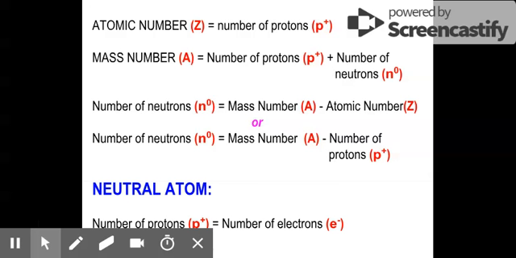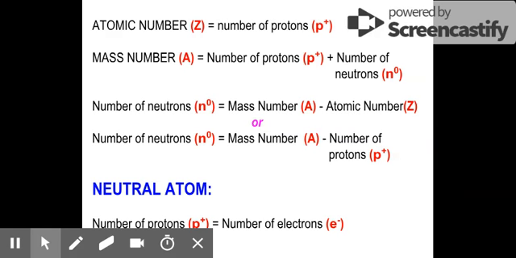Atomic number is Z, and the Z can be found in the periodic table, and that number is equivalent to the number of protons. Next is the mass number, which is symbolized by A, and A is always equal to the total of the number of protons and the number of neutrons. And so from that formula, you can already derive the number of neutrons, which is the mass number minus the atomic number. Or you can get the number of neutrons by subtracting the mass number minus the number of protons, because the number of protons is always equal to the atomic number.